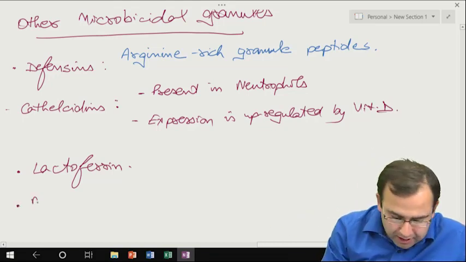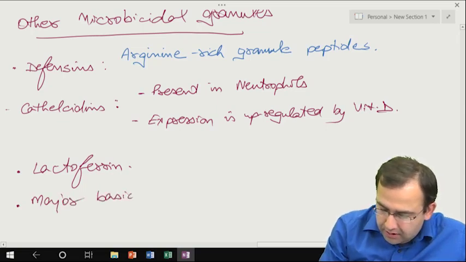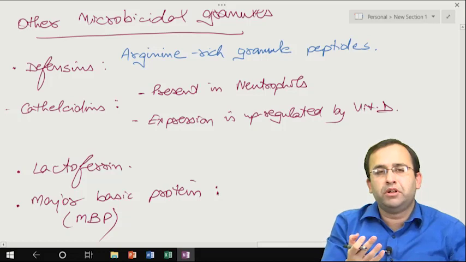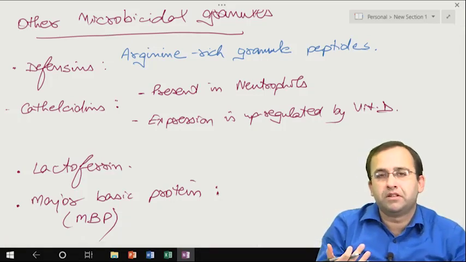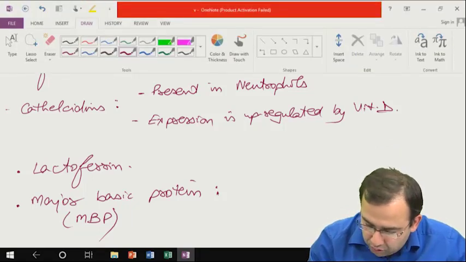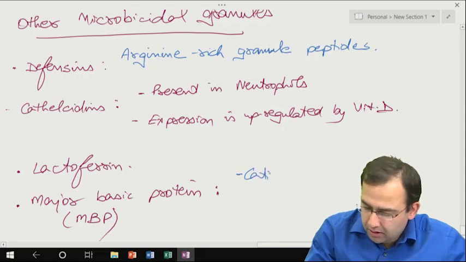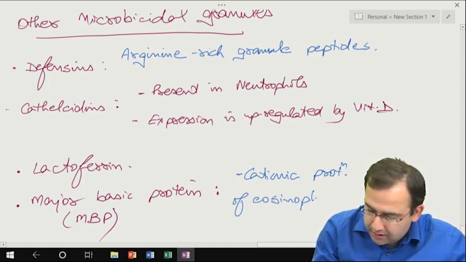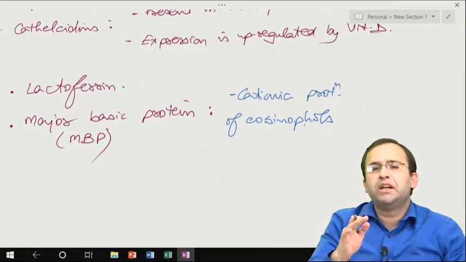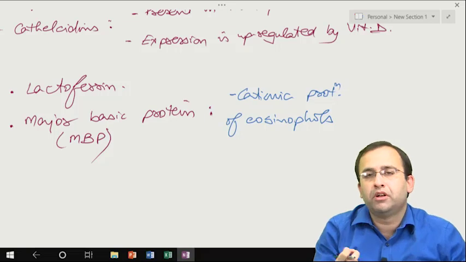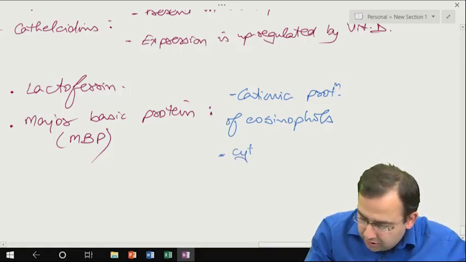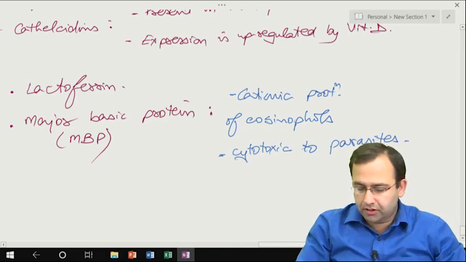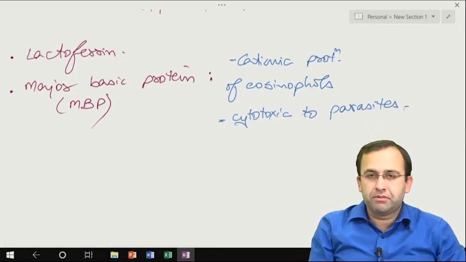And the last is major basic protein, that is MBP. We will see the role of major basic protein, especially in type 1 hypersensitivity, when we study immunity. Here I will just write one statement. Major basic protein is the cationic protein of eosinophils. Eosinophils do not have much bactericidal activity, but they are mainly important for killing parasites. It is cytotoxic to parasites. That is MBP.